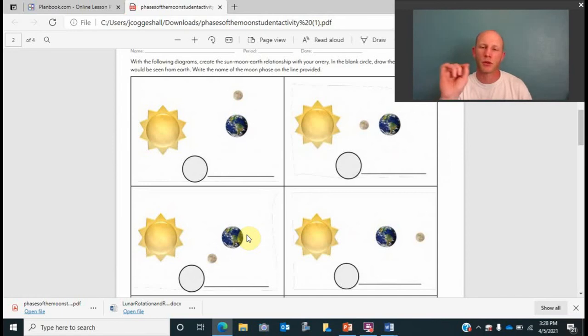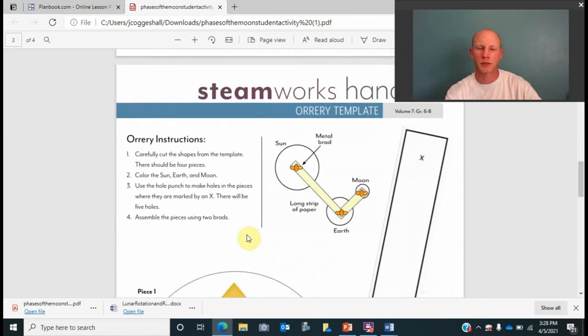So first off, I'll go ahead and color in that moon all the way, because it's a new moon if I can't see the illuminated side. And then I know what position to put my model in. I know that it's a new moon, and I know that I can't see any of the illuminated surface. Okay. And that's what you're going to do for the rest of these.